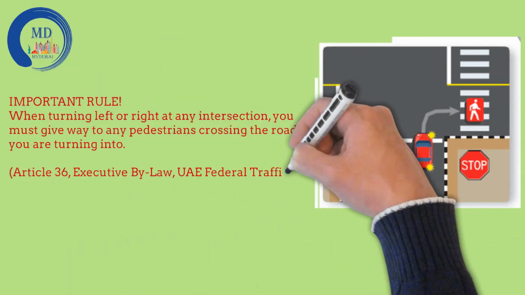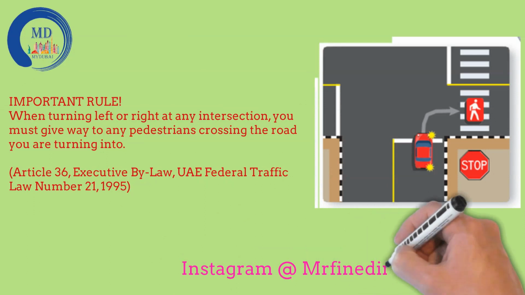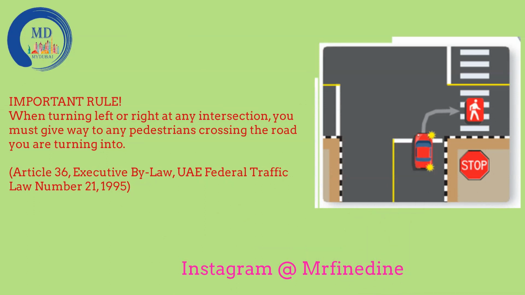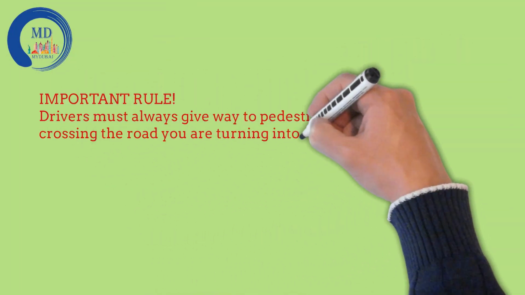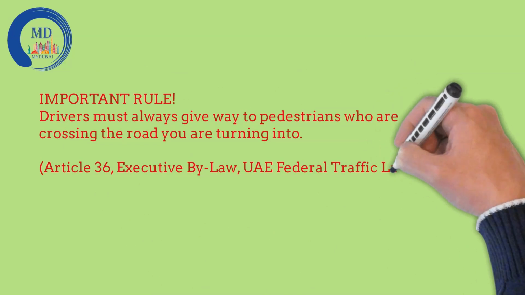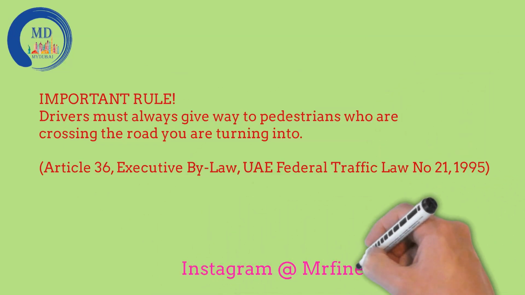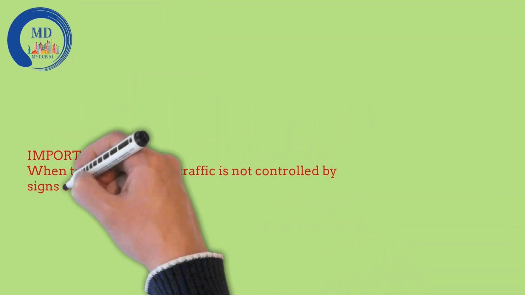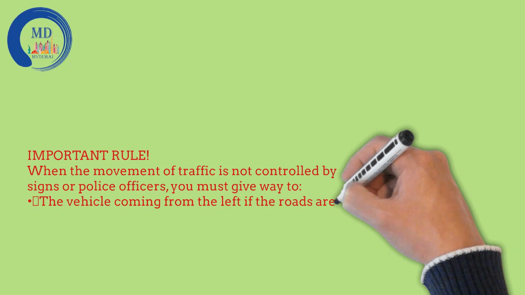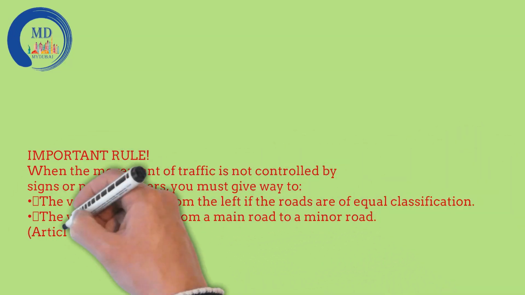So let's talk about some of the important rules. When turning left or right at any intersection, you must give way to any pedestrian crossing the road you are turning into. This is by the UAE federal law. Usually we should give way to the pedestrian whenever possible, even if there is no pedestrian crossing. Drivers must always give way to pedestrians who are crossing the road you are turning into. This is in the UAE federal law.